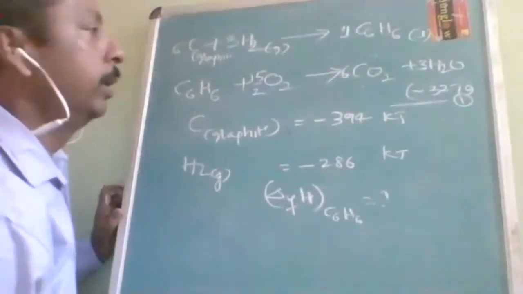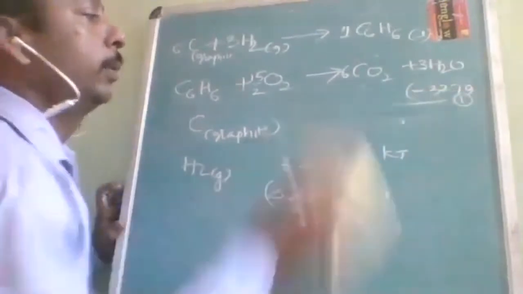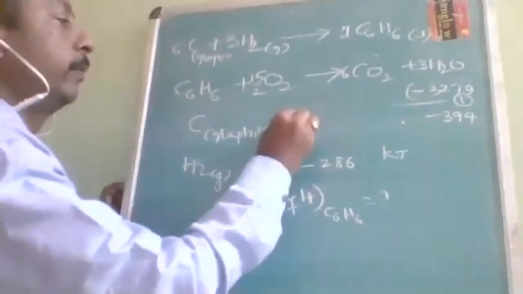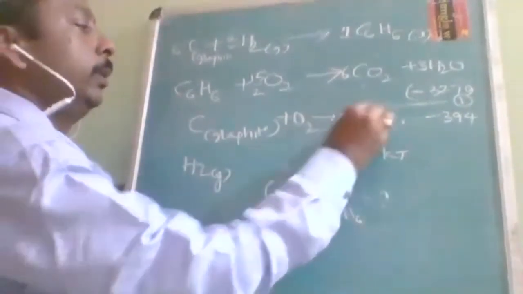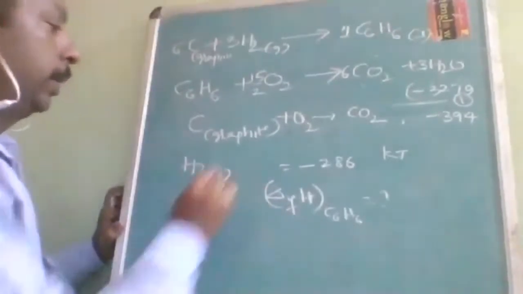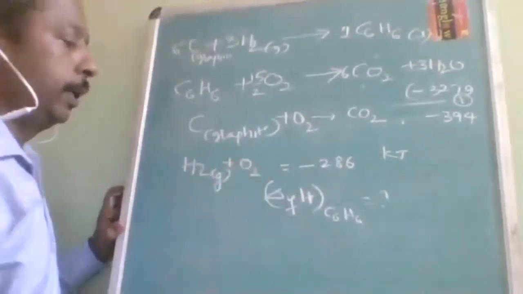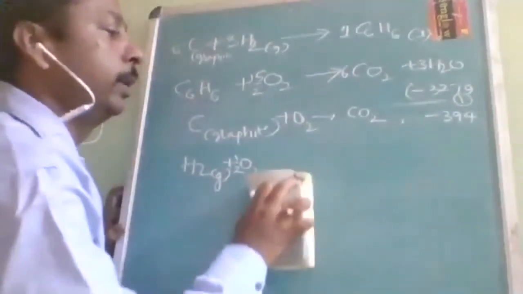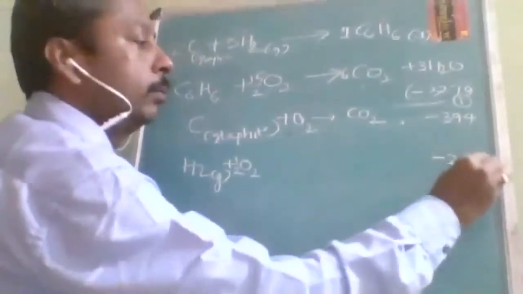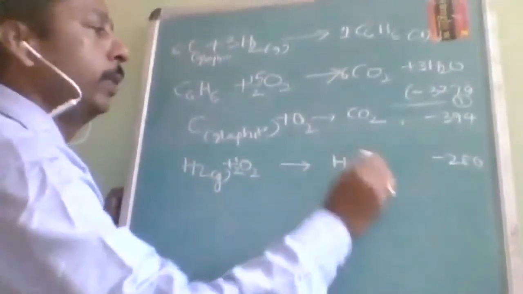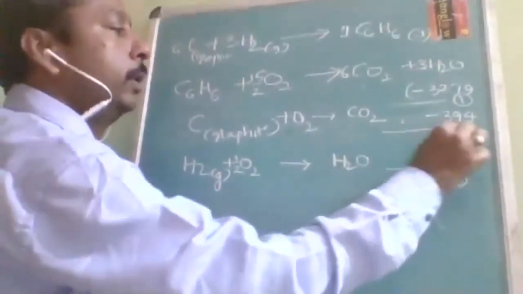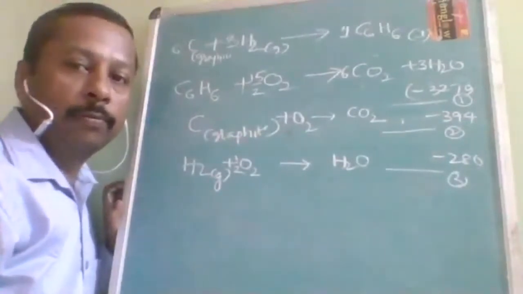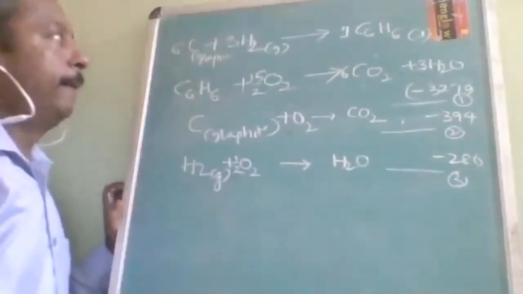Now here it is minus 394, the enthalpy of combustion of graphite. It is a very easy question: C gives CO2 with this value. Then the enthalpy of combustion of hydrogen: here we need to write half O2 giving H2O, and it is minus 286. This is equation 3 and this is equation 2. So in total we got 3 equations. Our aim is to form this equation.